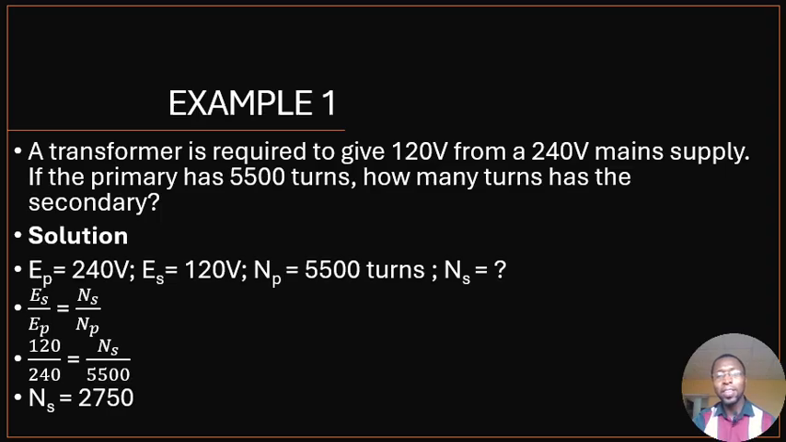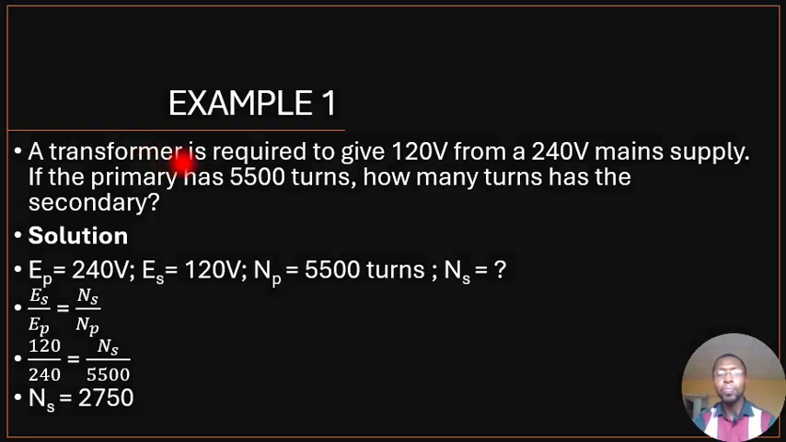Example one. It says a transformer is required to give 120 volts from a 240 volt mains supply. If the primary has 5,500 turns, how many turns has the secondary? Alright, let's write our parameters.